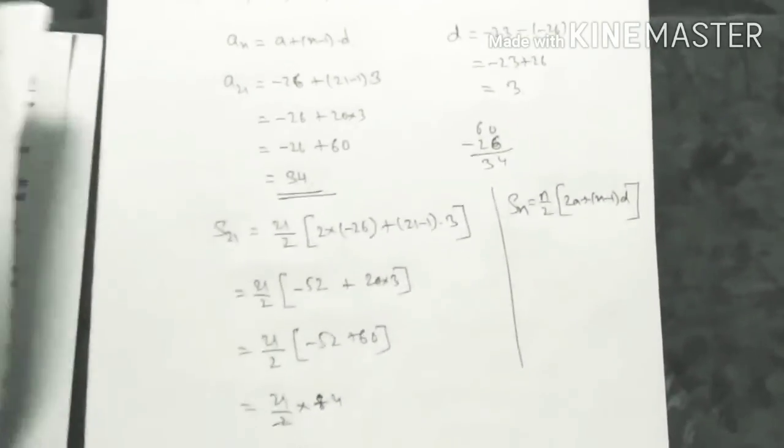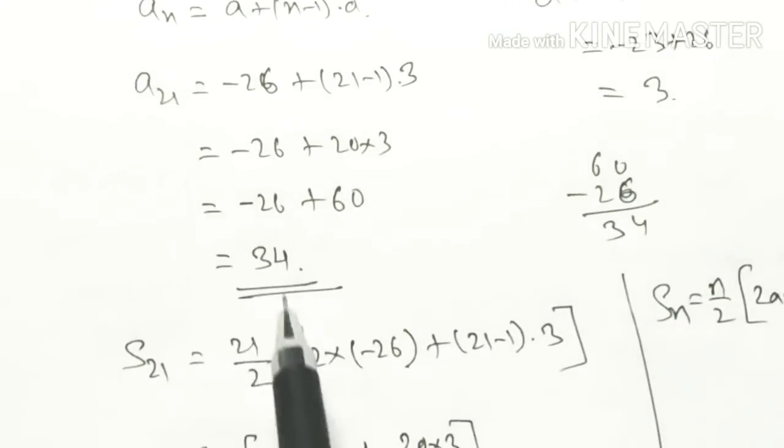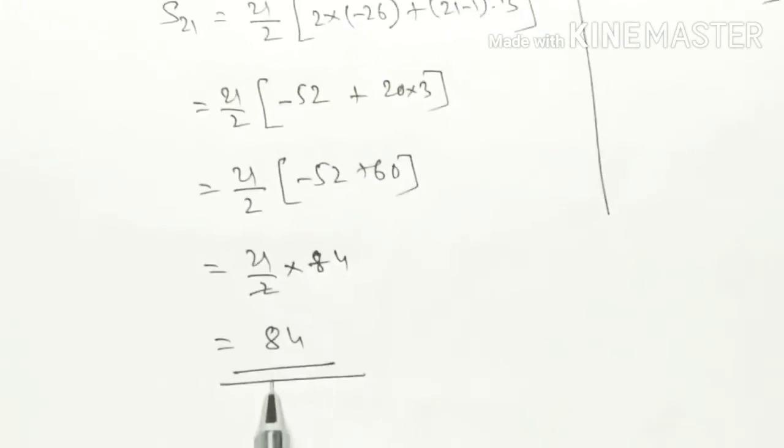Now let me check the answer here. Here you see question number 6, part 1, that is 34. And S21 is 84. You see, S21 is 84.